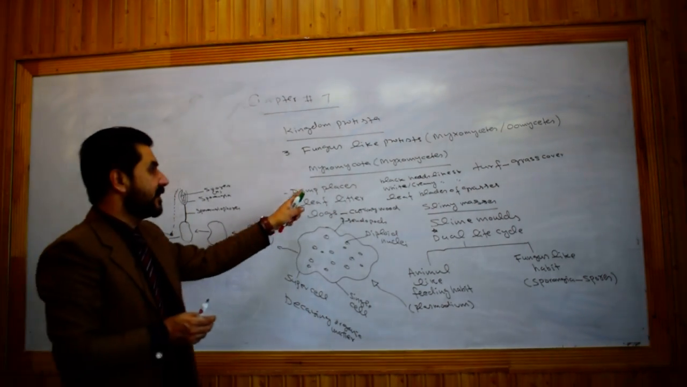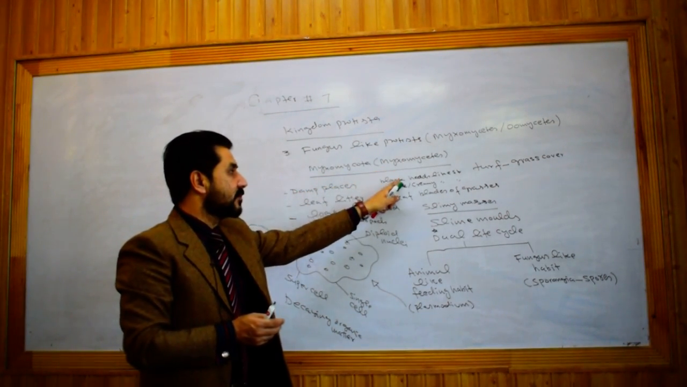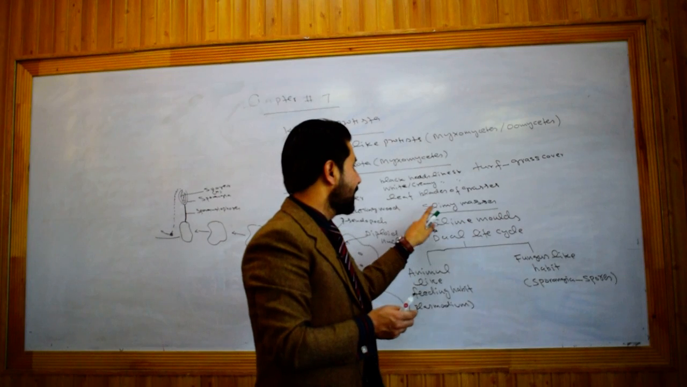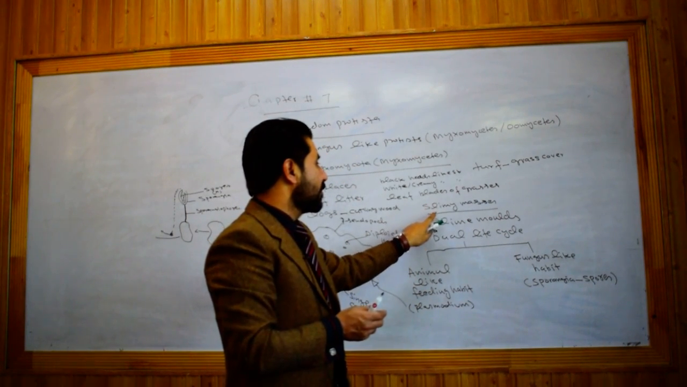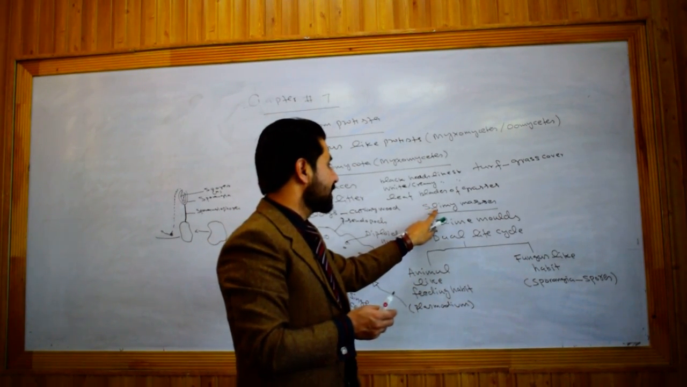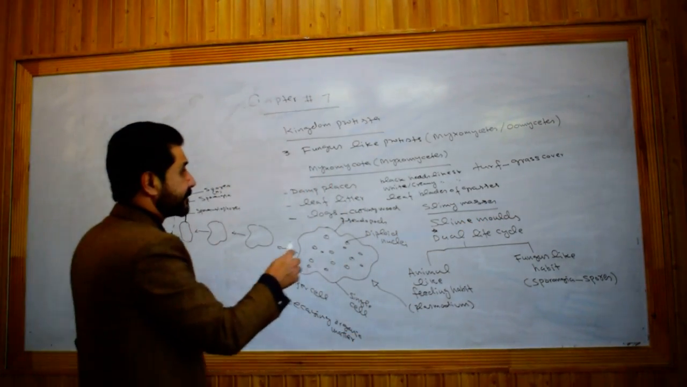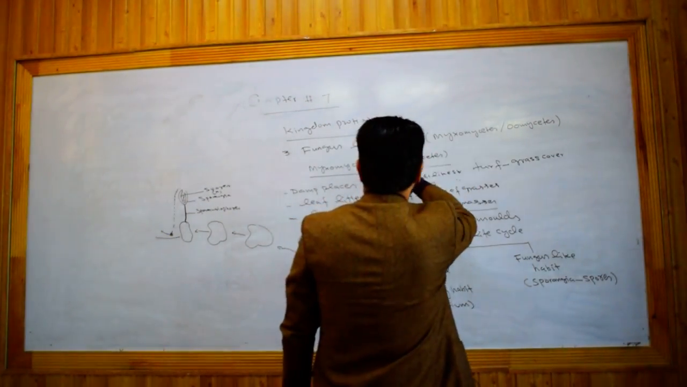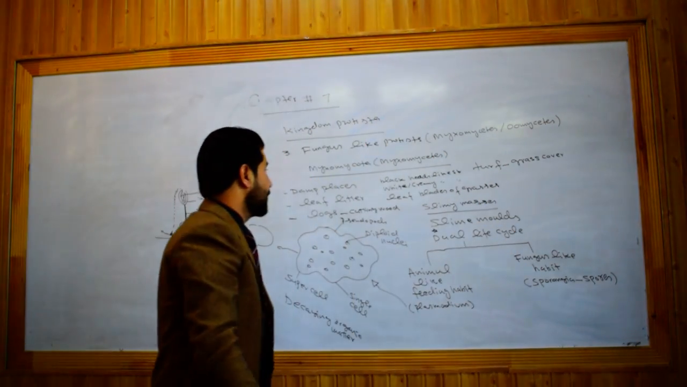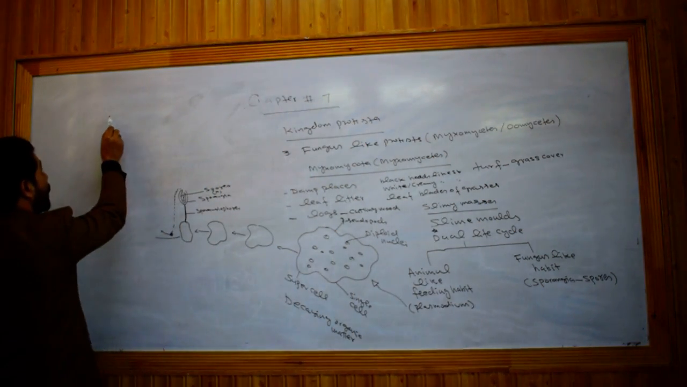So this is all about the myxomycota or myxomycetes, commonly known as slime molds, because the body consists of what? Slimy masses. Then the second group of fungus-like protists is oomycetes.